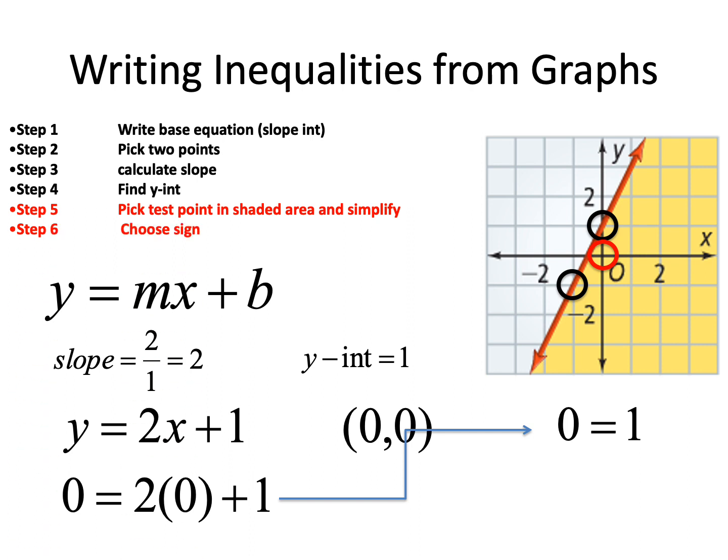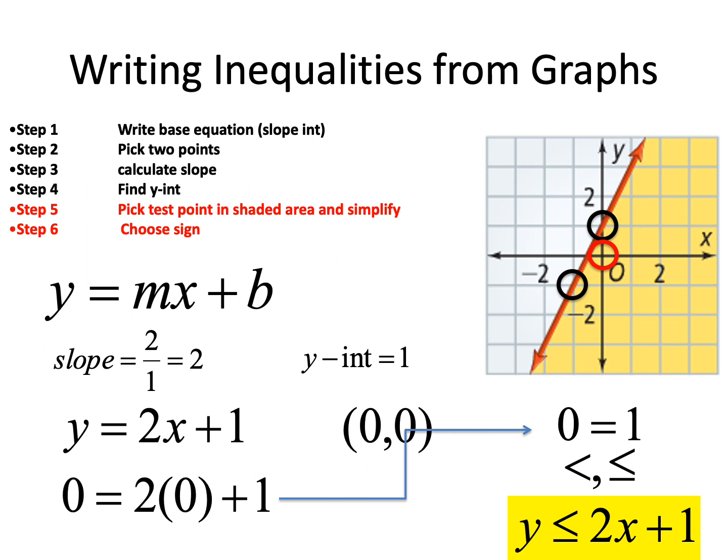So we go back to the red line. Is it solid or is it dashed? It's solid. My two choices to make this true would be less than or less than or equal to. But because we know the red line is solid, we're going to choose less than or equal to. So we throw that into our equation, right? We replace the equal sign with a less than or equal to, and we're good to go. You ready to do one?